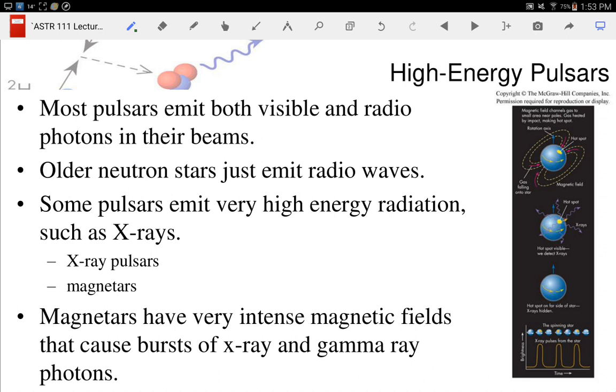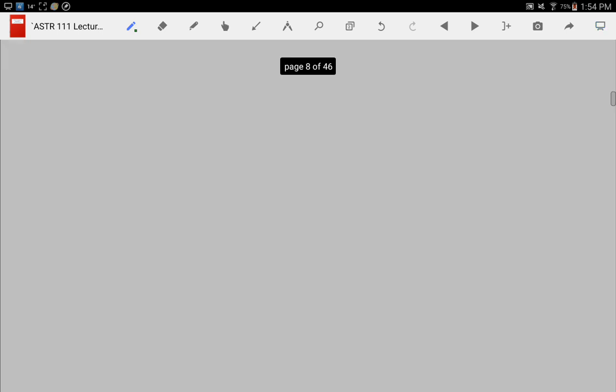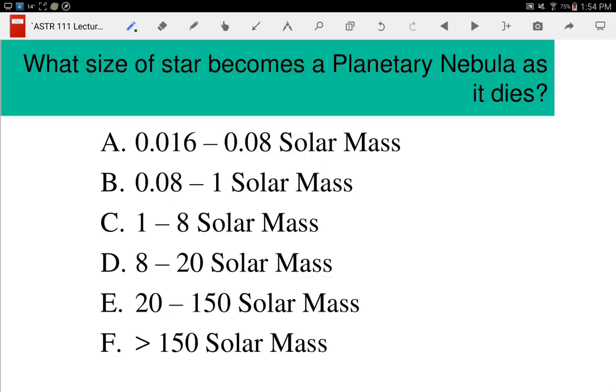So here is the actual description of how they create the radiation. Yeah, let me skip past this. I don't want to talk about magnetars right now. And instead, ask you 3 questions in quick succession. What size of star becomes a planetary nebula as it dies? There's only one correct answer.